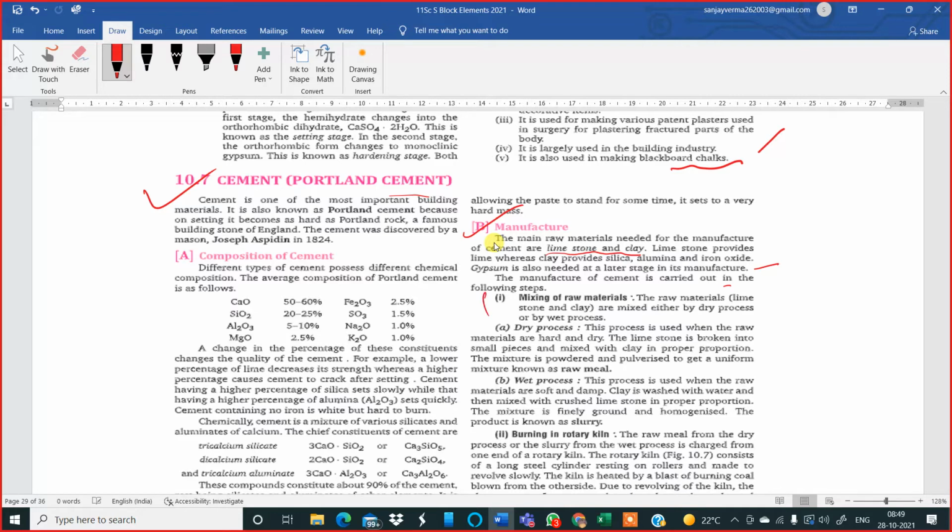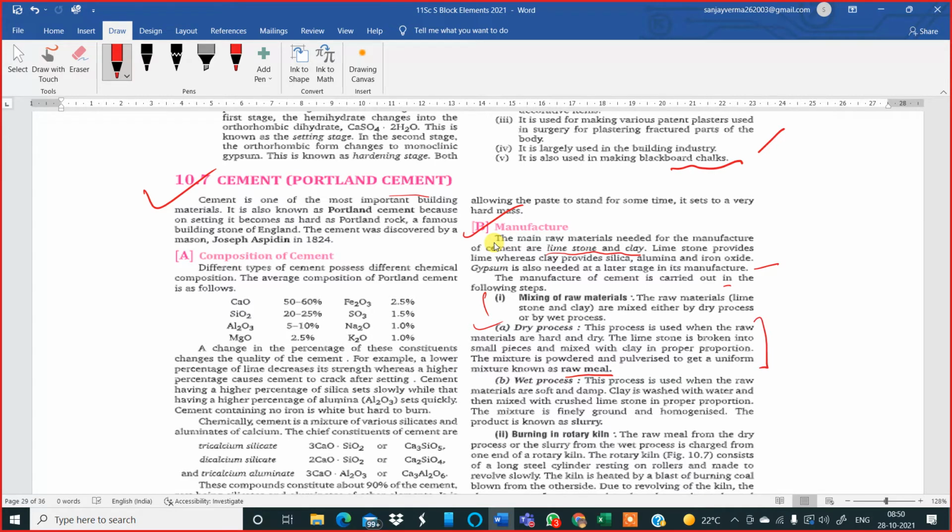First is mixing of raw materials. The raw materials like limestone and clay are mixed either by dry process or by wet process in the required percentage ratio. Then the dry process is like this. This process is used when the raw materials are hard and dry. The limestone is broken into small pieces and mixed with clay in proper proportion. The mixture is powdered and pulverized to get a uniform mixture known as raw material. This is by dry process.